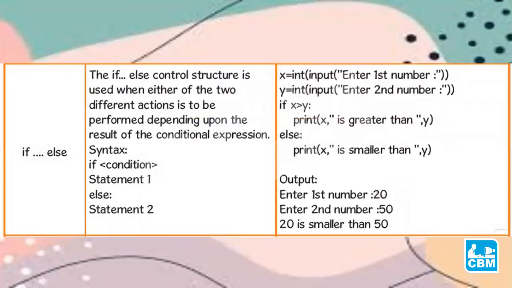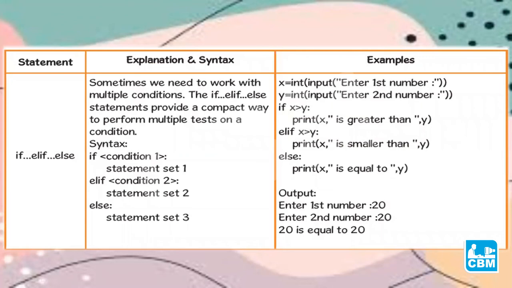The if-else statements are used when either of the two conditions need to be checked and results need to be performed according to the conditional expression. If condition 1 is satisfied, statement 1 is executed. Else, statement 2 is executed. The if, elif, and else statements are the conditional statements that are used when we need to work with multiple conditions. If condition 1 is satisfied, statement 1 is executed. Elif condition 2 is satisfied, statement 2 is executed. Else, statement 3 is executed.